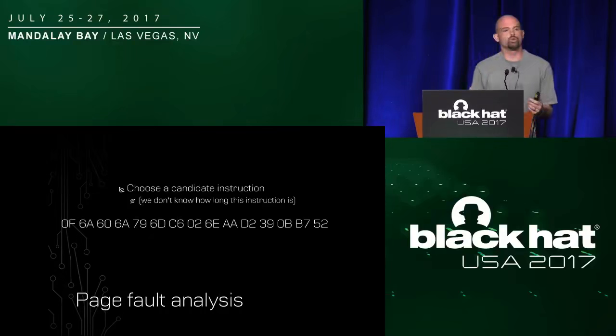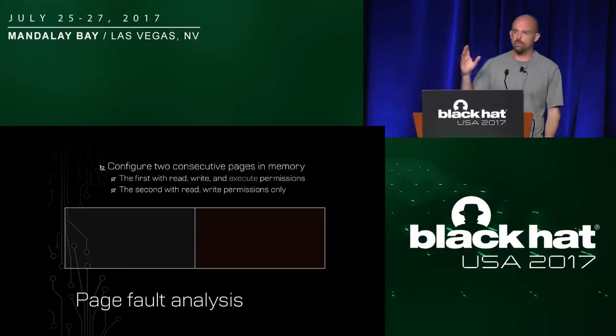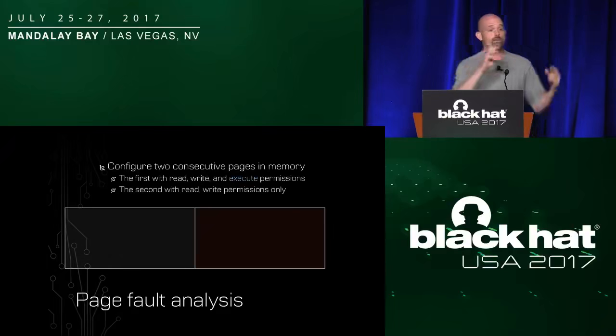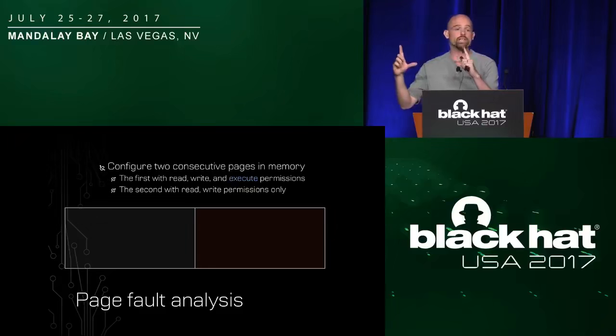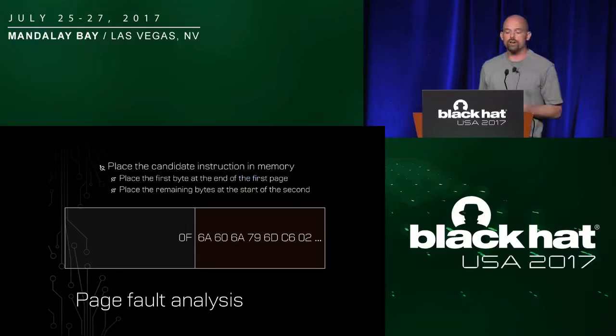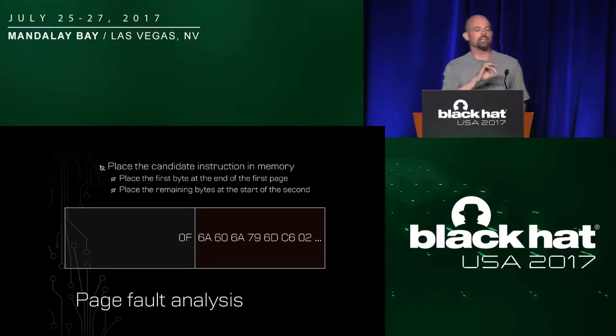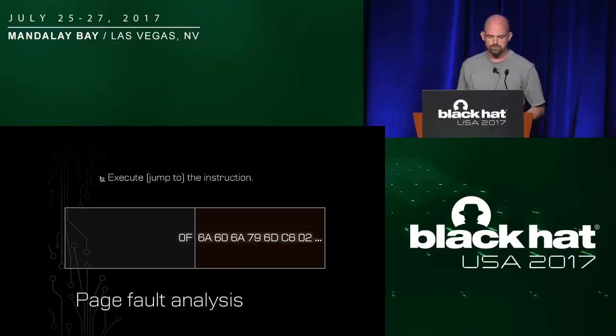Here's how this would work to figure out an instruction length. Basically, we're going to start with a candidate instruction. We don't know how long this instruction actually is. We're going to set up 2 pages in memory. The first page is going to have read, write, and execute permissions. The second page is going to have only read and write permissions. We're going to put our instruction into these pages so the first byte of the instruction is on the last byte of the executable page, and the rest of the instruction is on the non-executable page. Then we're going to jump to the instruction to try to execute it.